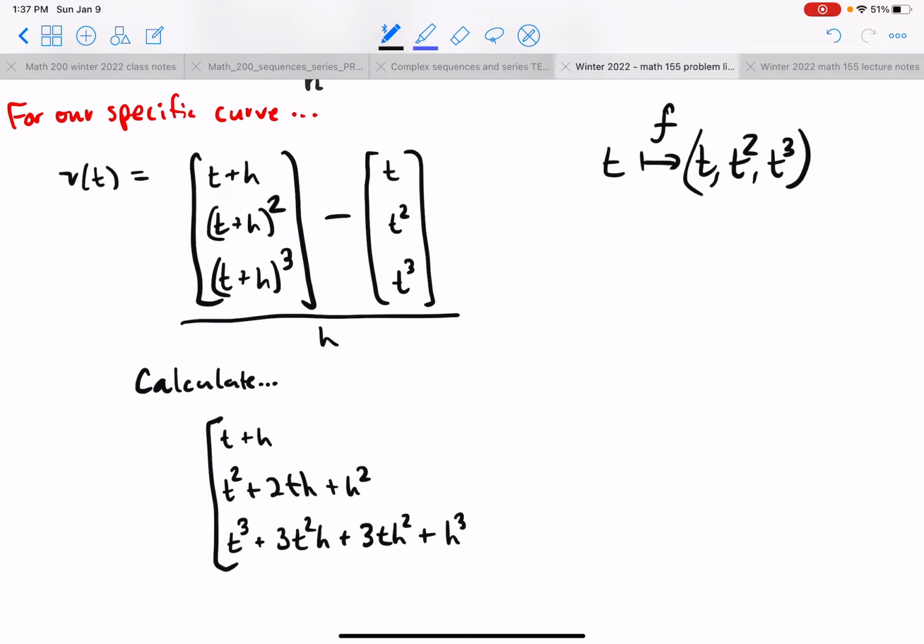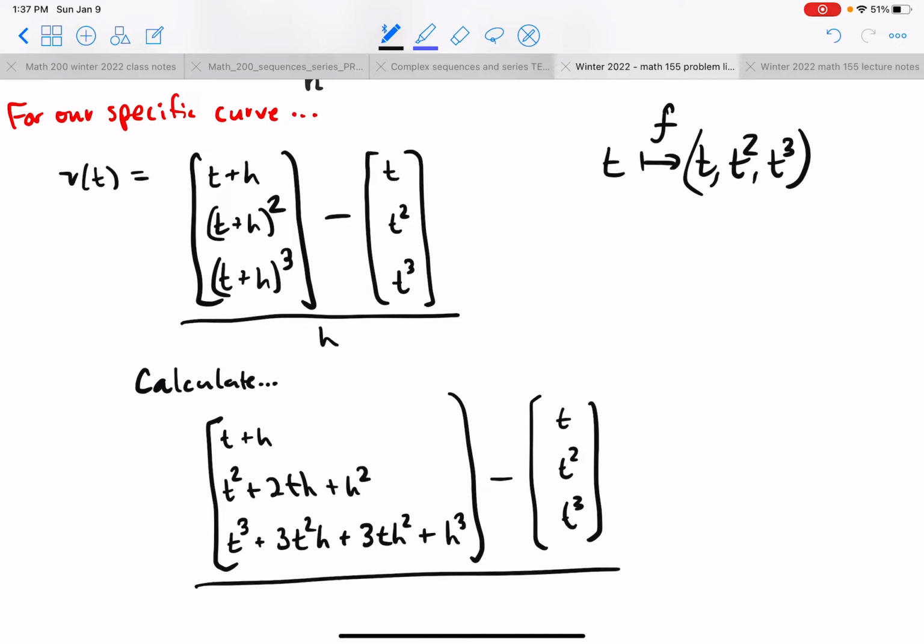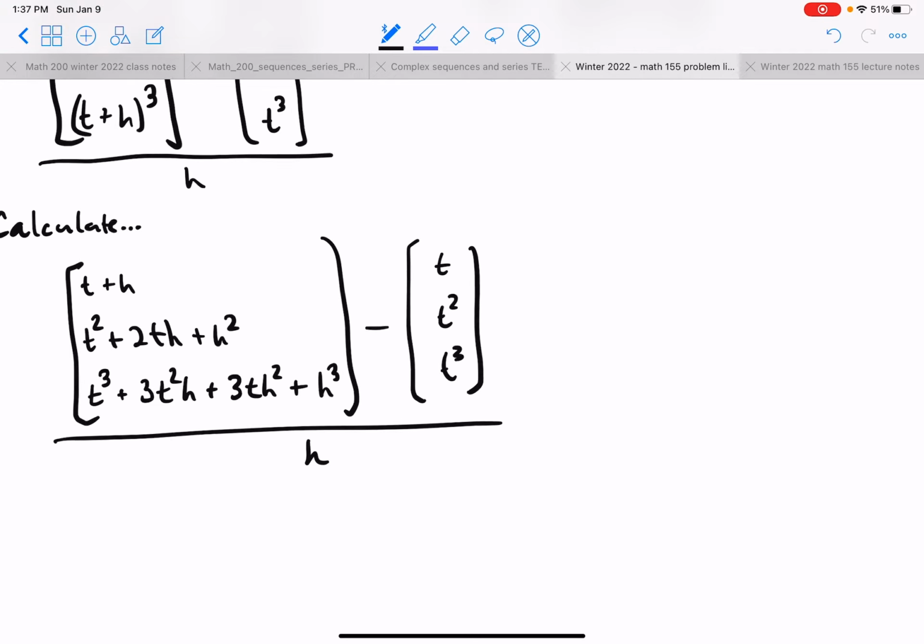So that is that same vector. I'm just expanding it out, and now I have to subtract a second vector. And then I have to, at the end, divide by h. Okay, so let's just subtract these vectors. T plus h minus, well, I'll just write it out. T plus h minus t, and then I have t squared plus 2th plus h squared minus t squared, t to the third plus 3t squared h plus 3t.